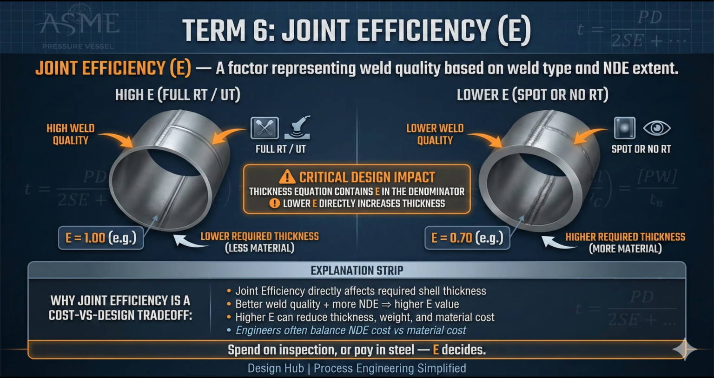Joint efficiency, E, represents the quality level of welded joints depending on inspection. If you do more NDE like radiography, your E can be higher, meaning you may reduce thickness. If E is low, thickness increases. So mechanical design is not only math, inspection decisions matter.